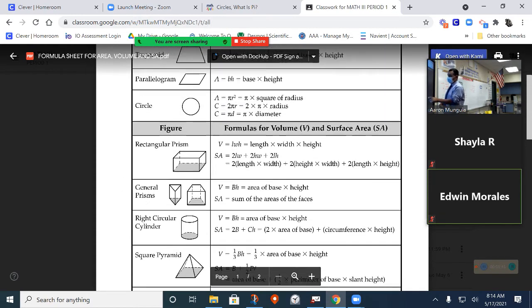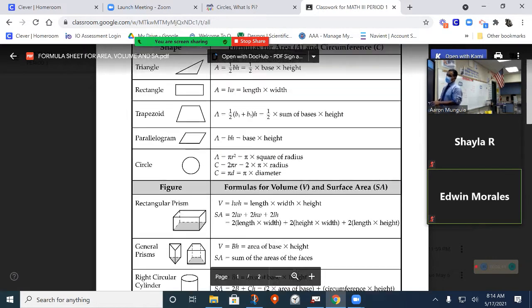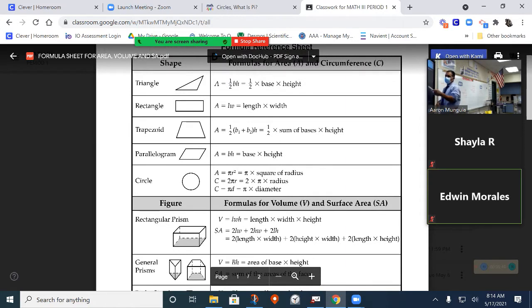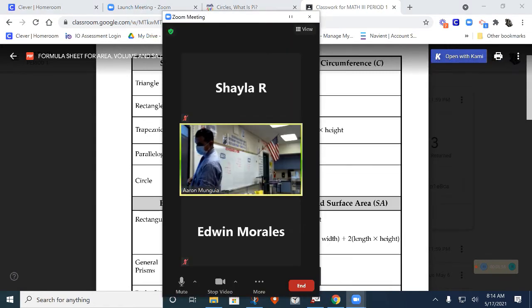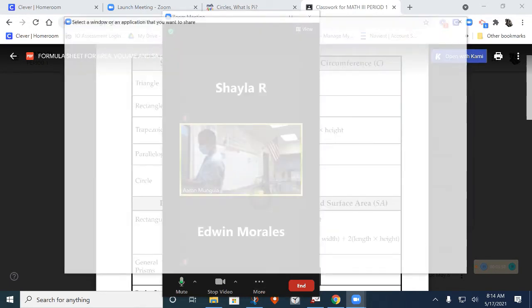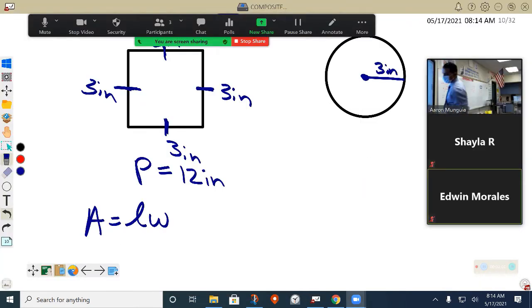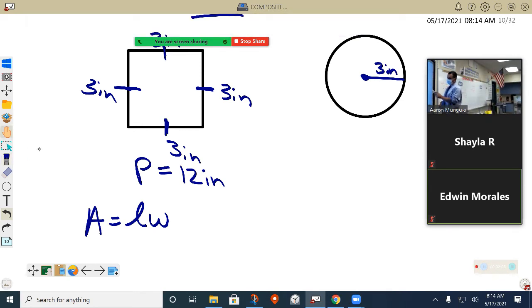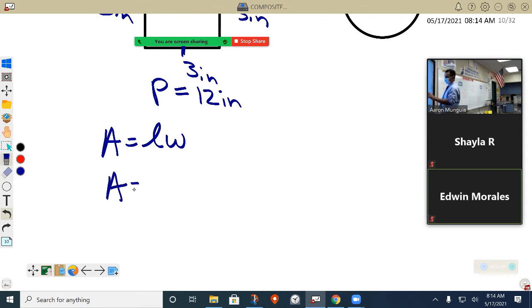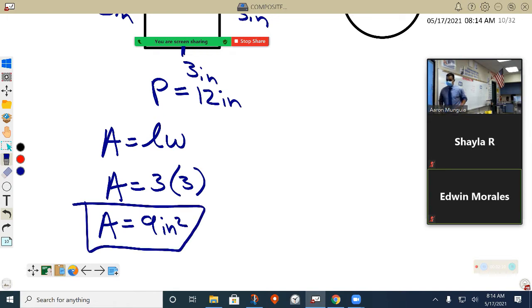But I'm noticing the area of a rectangle is length times width. Look, it's the second one down, right here, right? Length times width. So that's the one I'm going to use. So length times width is, where are we at? Here we are. So length times width, the length and the width are the same on the square. Cool. So it's going to be 3 inches times 3 inches. In this case, it's going to be 9 square inches. Do that.